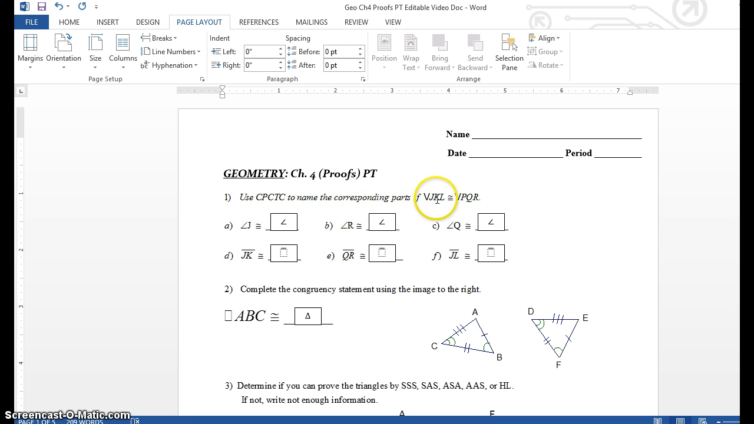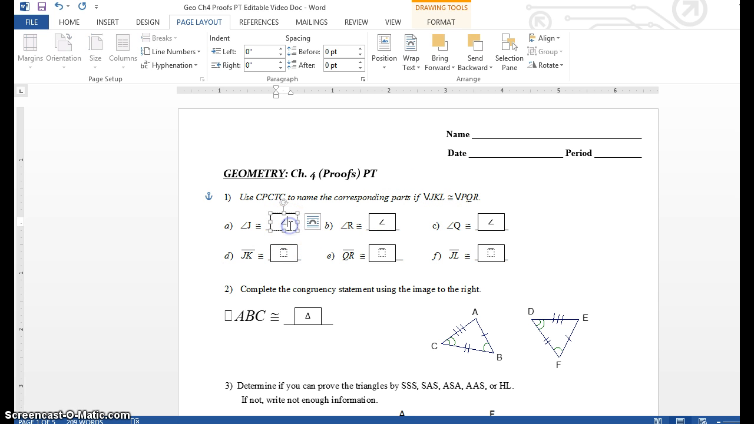Number 1, use CPCTC to name corresponding parts of triangle JKL congruent to triangle PQR. I know it's not printed out correctly. So if we look at this, when they're named, they are already mentioning corresponding parts: J and P will be congruent angles, K and Q will be congruent angles, and L and R will be congruent angles. So what angle is congruent to J? Well, J is written up front, so it must be P.